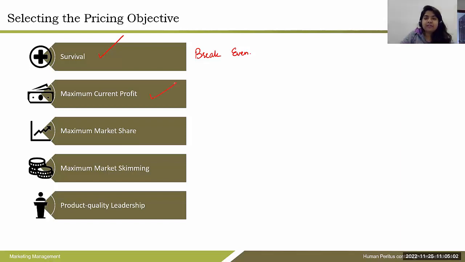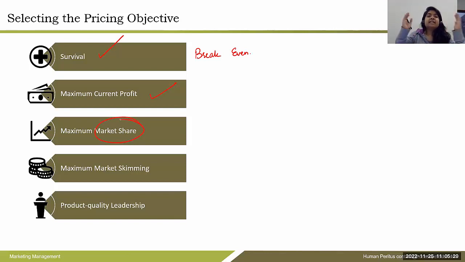Maximum current profit. You think that sometime in the near future, competition is going to enter the market, so you want to make sure that you reap as much profit as possible. So you initially enter the market at a very high price, skim the market, take as much profit as possible from the market, and then you leave the market. Or probably you reduce the price. You can do both.